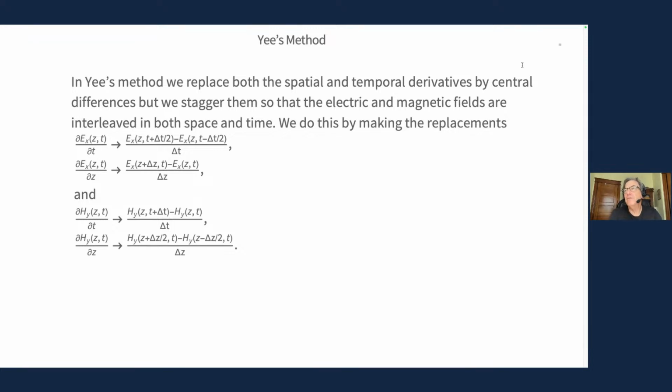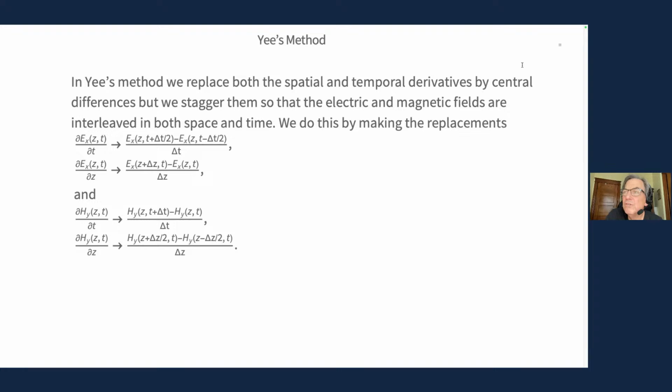And the key to Yee's method is that we're going to stagger both the spatial and temporal derivatives by central differences, but we're going to stagger them so that the electric and magnetic fields are interleaved, and these are interleaved in both space and time. So for example, we'll start with a one-dimensional case. For the time derivative of the electric field, we're going to step forward by delta t over 2 and backward by delta t over 2. Whereas for the spatial derivatives, we're going to step forward by delta z, and of course, delta z is related to delta t by the speed of light.